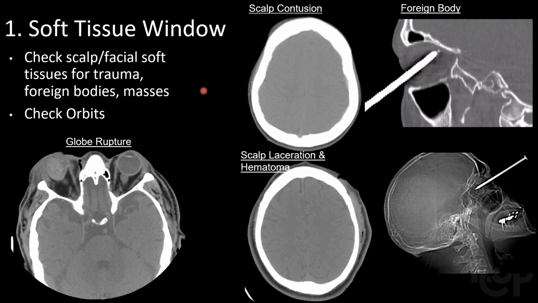Let's start our search pattern by talking about the soft tissue window. As the name implies, this window is optimized to distinguish between layers of soft tissue, including muscle, fat, and skin. In the context of neuroradiology, this is typically used to assess the patient's scalp, the facial soft tissues, as well as the visible portions of the oropharynx and the neck, including the salivary glands and the orbits, for signs of trauma, foreign bodies, or masses.